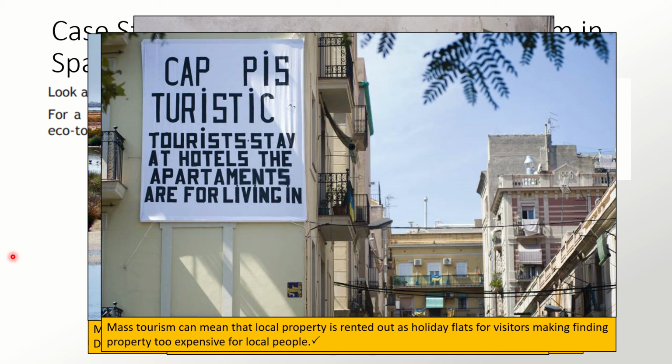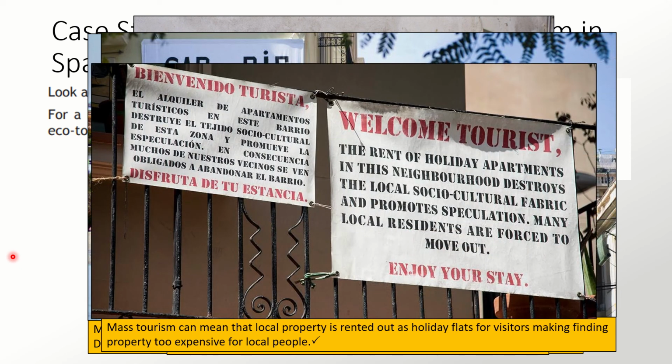And you can see the sign there, tourists stay at hotels, the apartments are for living in. And for people to go to the trouble to put that sign up tells you a lot about how important these issues are to the people that live there. Another image here, I think, really reinforces this point.